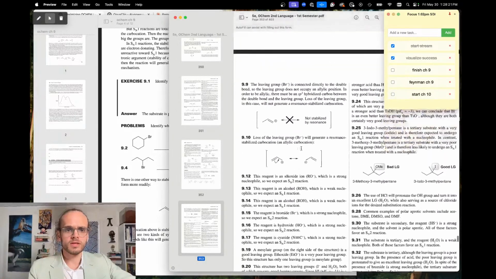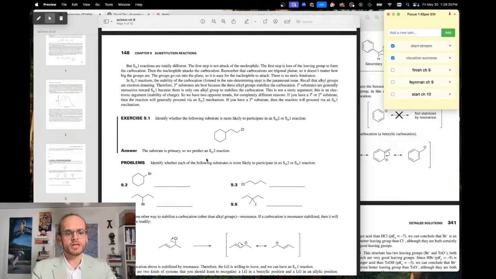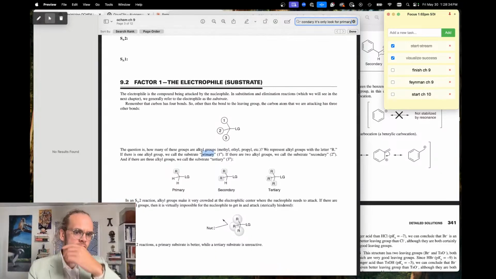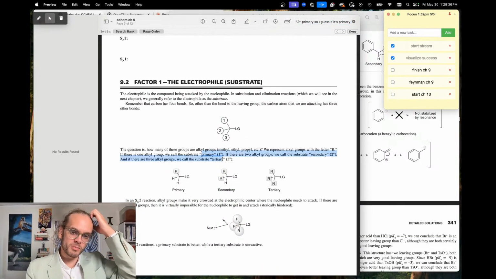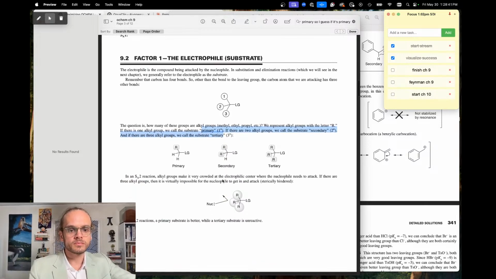SN. Is that SN1? Let's see. Nope. The substrate is secondary, so it's SN2. So I guess if it's primary or secondary, it's SN2. Let me look for primary. First appears here. The substrate is primary if there are 2 alkyl groups. So primary substrate is better.